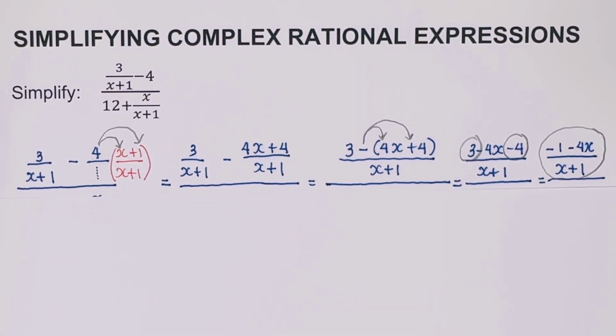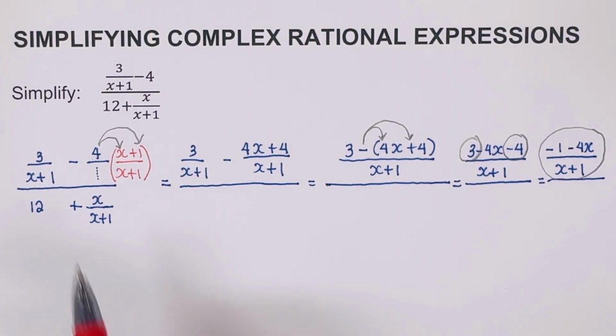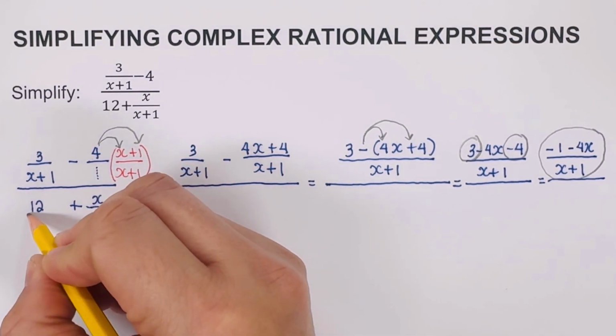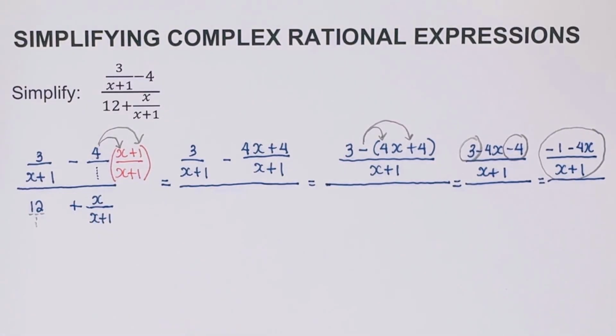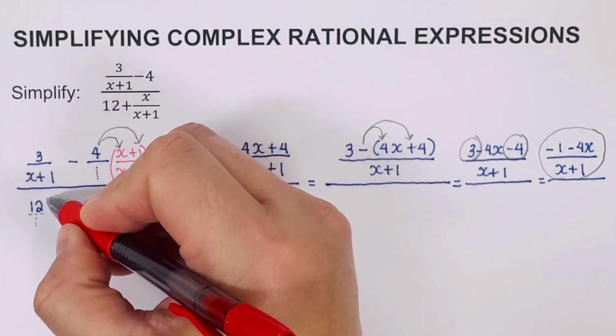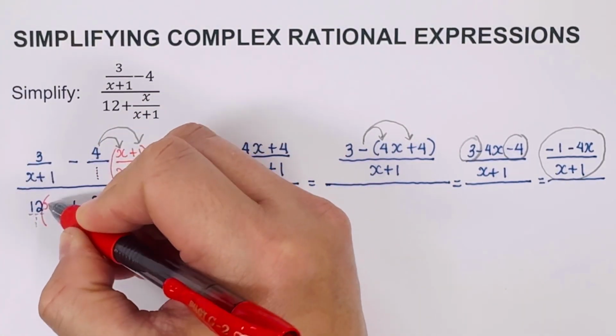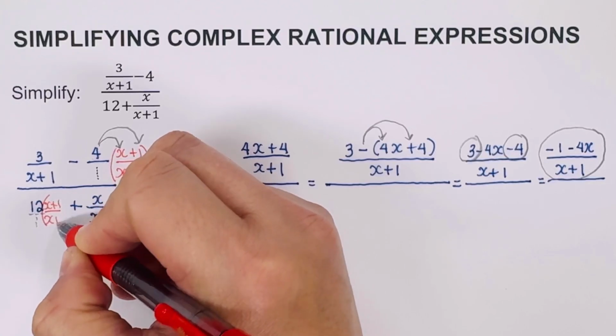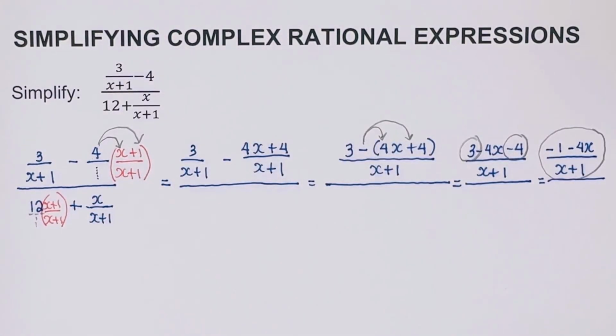So let's now uncover the denominator and work through it. So what we do here is that since they don't have the same denominator, this one has an invisible denominator of 1. So what I would do is I will multiply 12 by x plus 1 to make their denominators even. So that's x plus 1 over x plus 1. So our equation would come out.